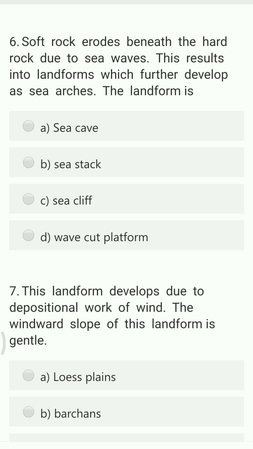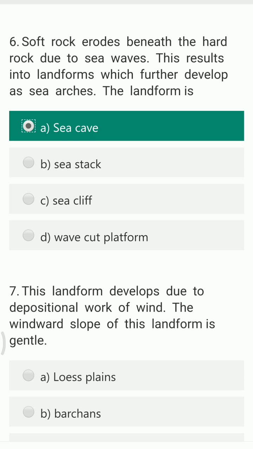Soft rocks erode beneath the hard rocks due to the sea waves, and this results in a landform which further develops into a sea arch, and the landform is called as dash. So basically when the erosion is done because of sea waves, the soft rock gets eroded fast, as it is soft and more weak. Because of that it gets eroded fast, and the hard rock remains as it is. So that particular rock gets converted into a sea arch, and we also call this landform a sea cave.